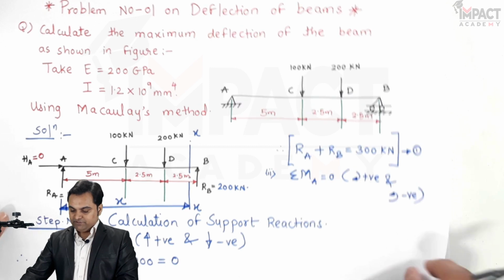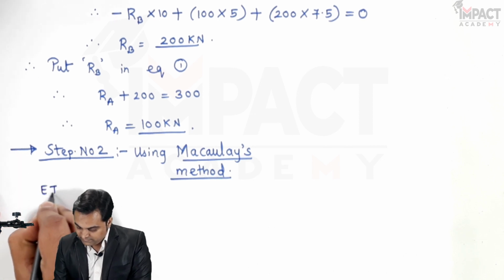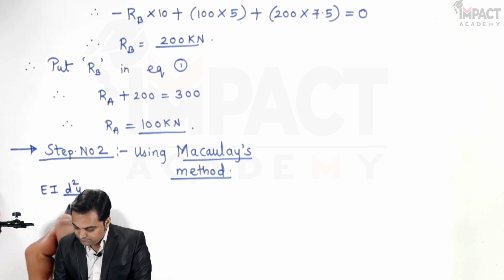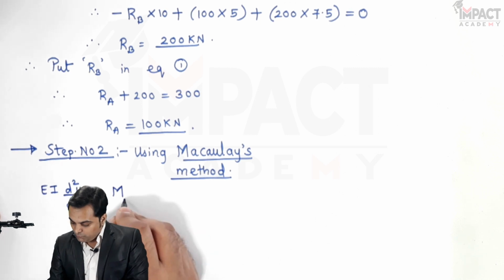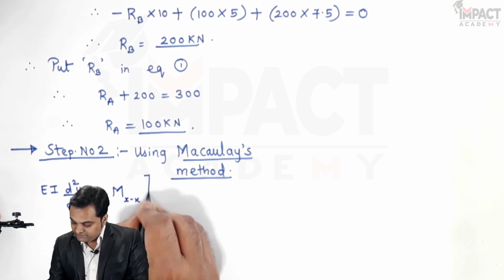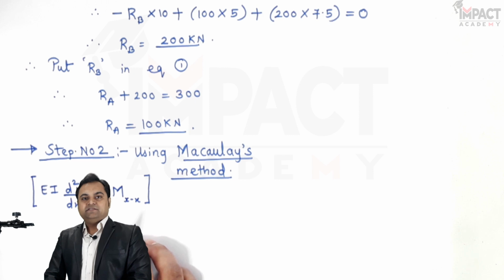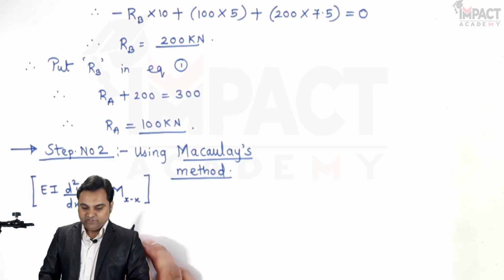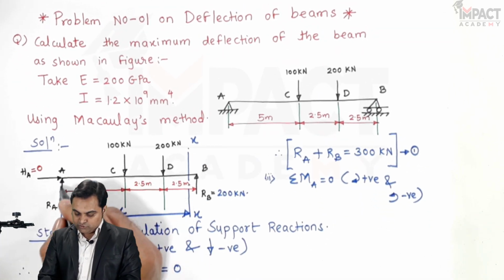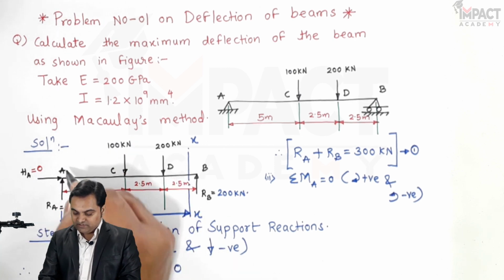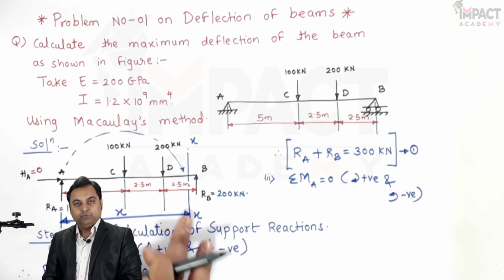Next, in the Macaulay's method, there is a governing differential equation which is EI d square y by dx square is equal to M, and this M is nothing but the bending moment, which I am going to take at section XX, which I have taken just now. And again, the convention here is clockwise moments are plus and anticlockwise moments are minus, that is negative. Now, taking the moments about section XX, when I see over here, there is RA. So this RA, when I take the moment at X, comes out to be in the clockwise direction. So that would be plus RA into X.